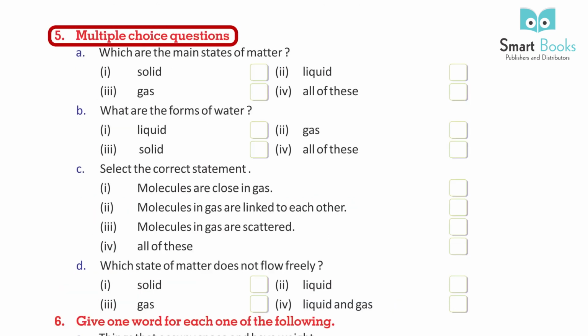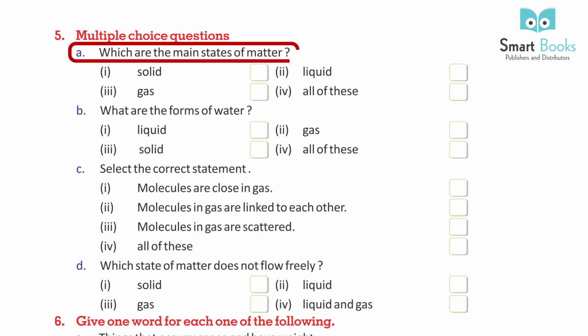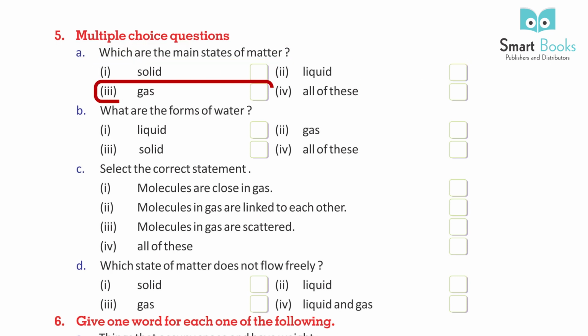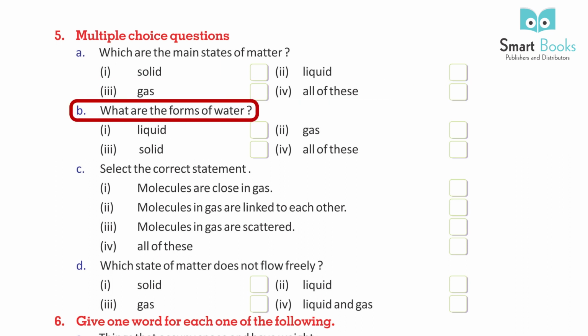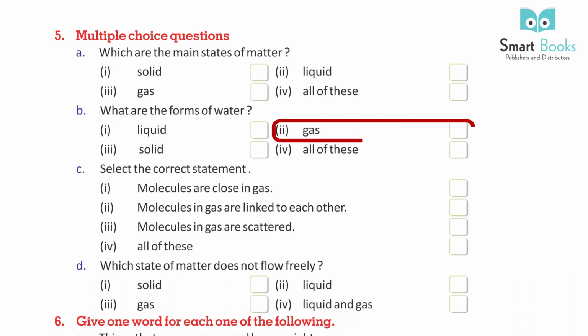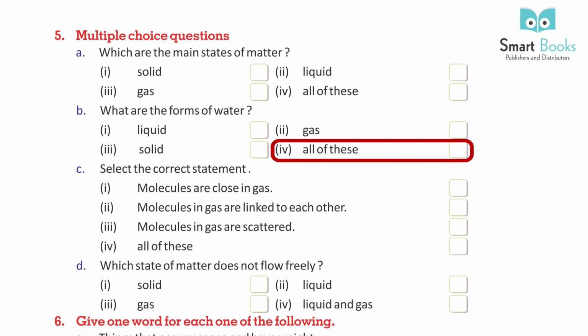5. Multiple choice questions. A. Which are the main states of matter? 1. Solid, 2. Liquid, 3. Gas. 4. All of these. B. What are the forms of water? 1. Solid, 2. Gas, 3. Solid, 4. All of these.